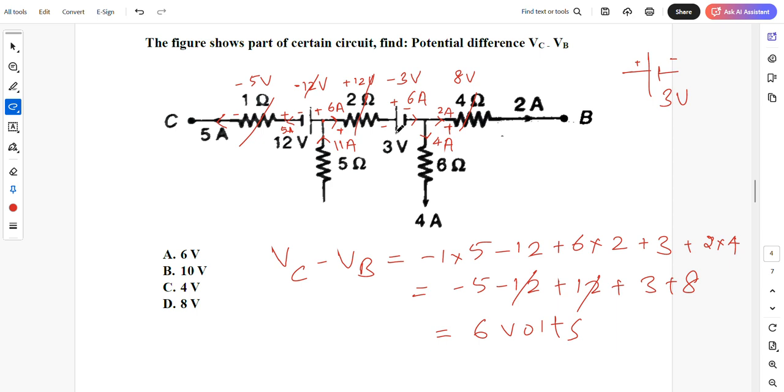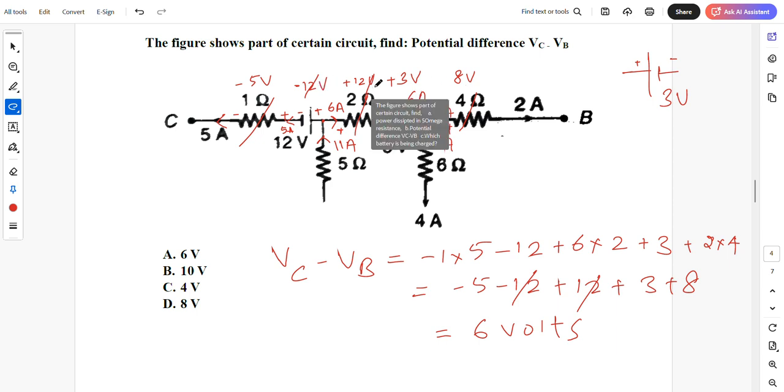Understood? Now here how many? This is plus. This is plus 3, right? This is plus 3 volts. Here minus 5 because we are moving from C to B. Here minus 5. Okay, here minus 12. Here how much? 6 into plus 12. Here plus 3. I told you, we are moving from C to B. Plus 3. Understood? And here if I move further, how much is here? 4 into 2, 8. Understood?